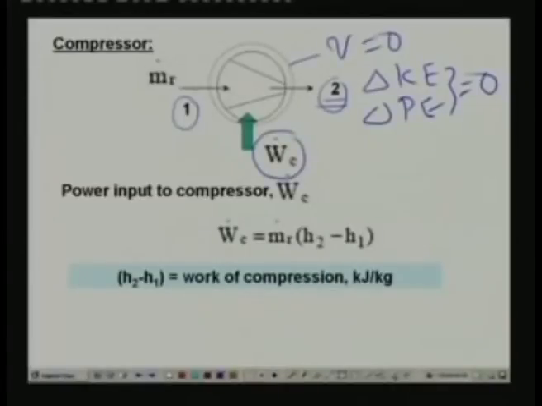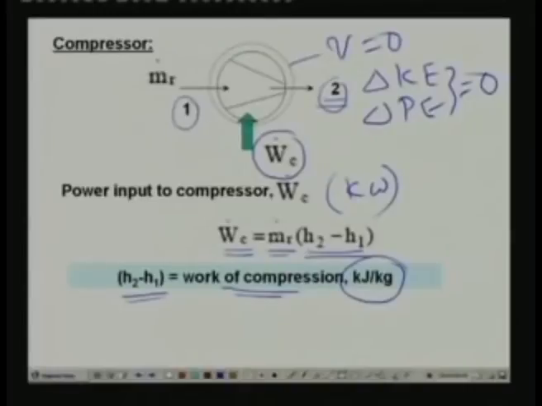So if you again apply the steady flow energy equation, you find that the power input to the compressor W dot C is nothing but m dot R into H2 minus H1, where H2 minus H1 is the enthalpy rise across the compressor. This H2 minus H1 is known as work of compression, and it has units kilojoule per kg, whereas the power input, as you know, is in the units of kilowatts.